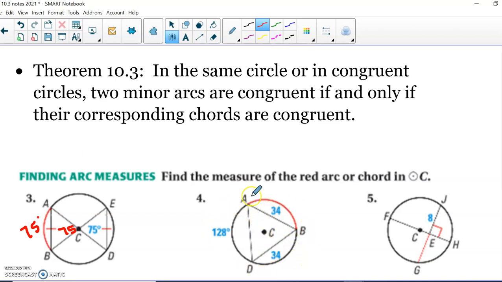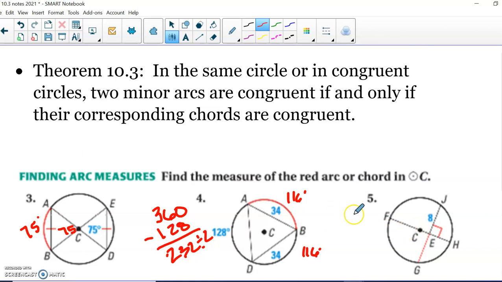So we're going to take 360 minus the 128. We know a full circle is 360. Subtract the 128, and we get 232. Then we're going to divide that by 2 because we know that these two arcs are congruent, and we see that each of these arcs is 116 degrees.